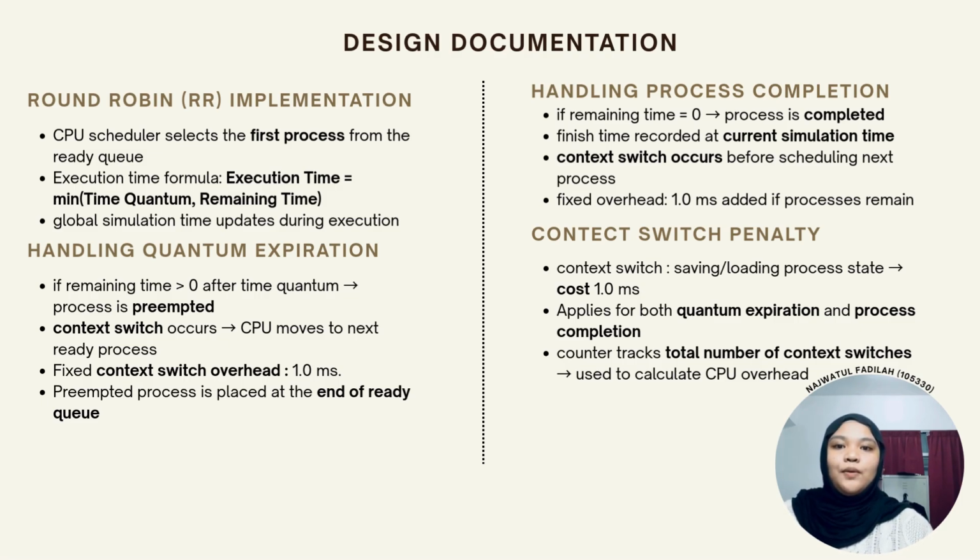For the context switch penalty, a context switch represents the CPU saving the current process's state and loading the next one. In our simulation, each context switch has a fixed cost of 1 millisecond, whether it happens due to preemption or process completion. We also track the total number of context switches to calculate total CPU overhead.